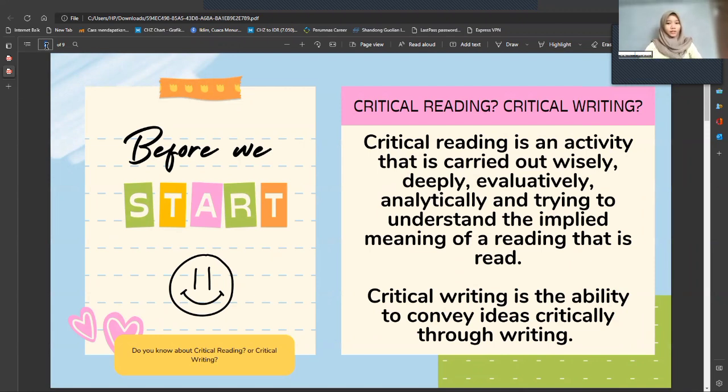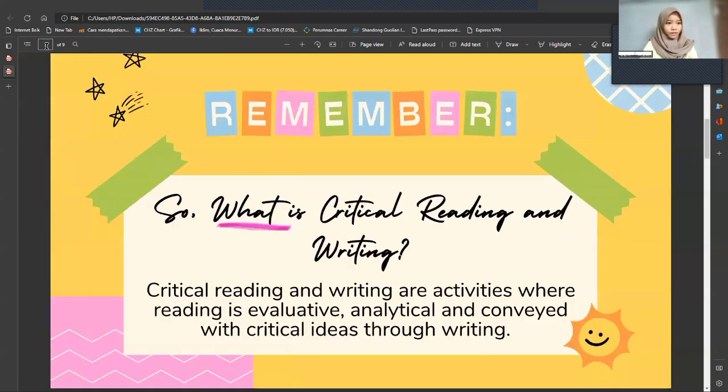Okay, critical reading is an activity that is carried out wisely, deeply, evaluatively, analytically, and trying to understand the implied meaning of a reading that is read. And critical writing is the ability to convey ideas critically through writing. So, what is critical reading and writing? Critical reading and writing are activities where reading is evaluative, analytical, and conveyed with critical ideas through writing.